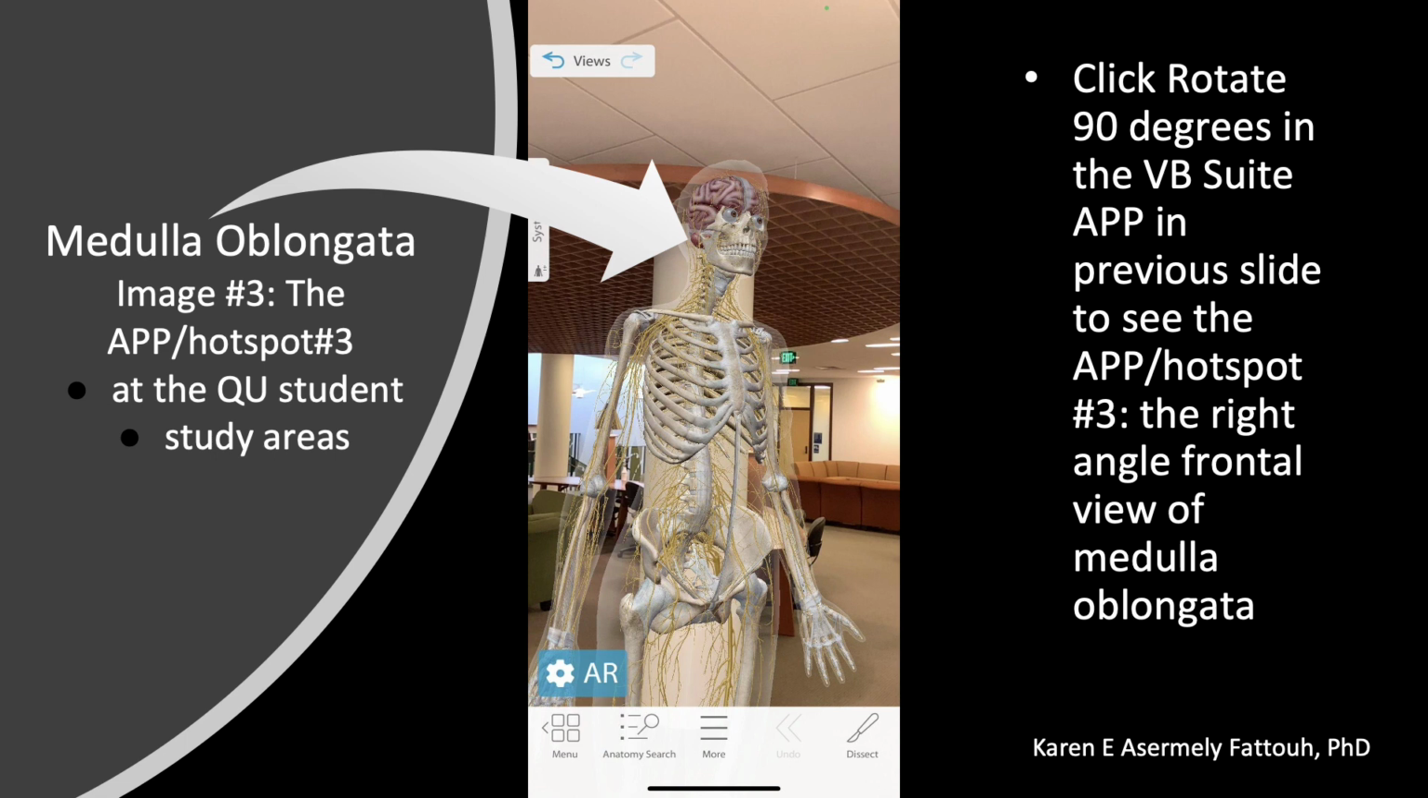Then, in the same physical environment and student study areas, I clicked rotate again of the previous image that you saw, 90 degrees in the VB Suite app, showing you the same image, but now hotspot number 3 is the right angle frontal view of the medulla oblongata, and you can see the arrow pointing to the right medulla oblongata at the point of the arrow. That would be image number 3, hotspot number 3.